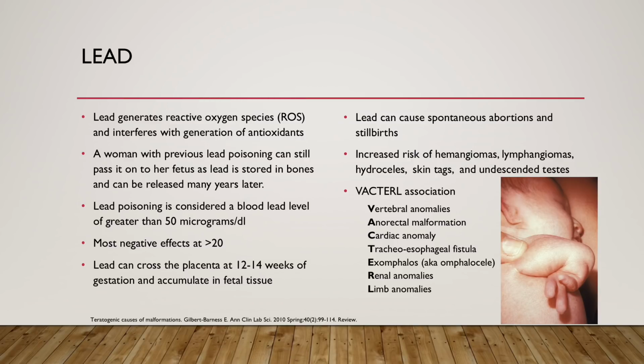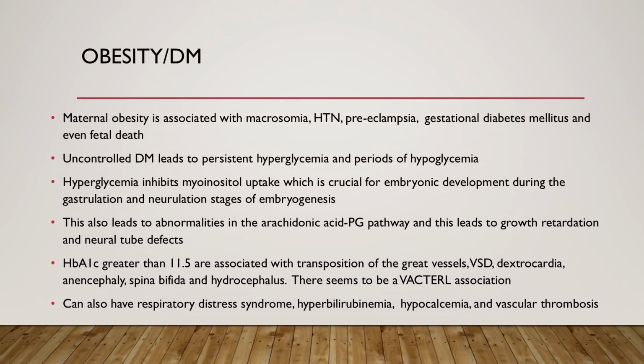The list here is below: vertebral anomalies, anorectal malformations, cardiac anomalies, tracheoesophageal fistula, exomphalos, so that's usually a midline abdominal defect, renal anomalies, and limb anomalies. The picture on the right is an example of a limb anomaly from lead poisoning. Next, we'll move on to obesity and diabetes. They're not necessarily considered teratogens, but they do have teratogenic effects and come into play all the time, so definitely should be discussed.